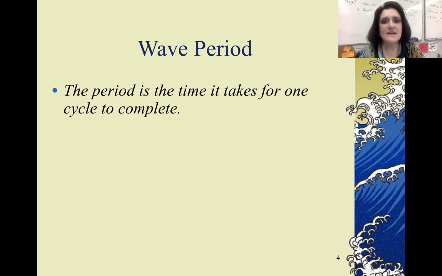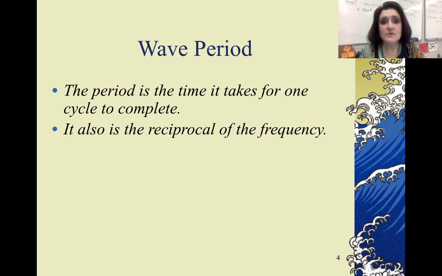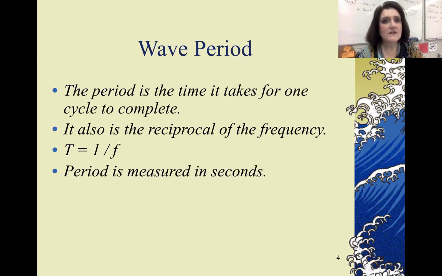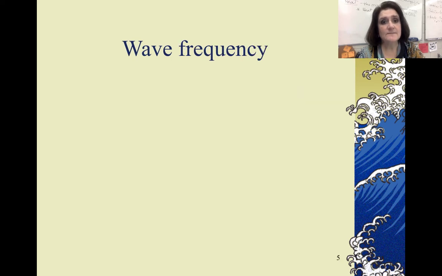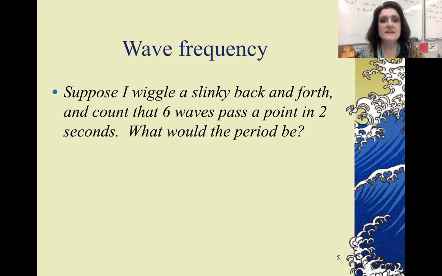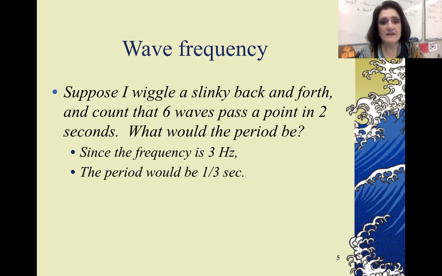The period is the time it takes for one cycle to complete. Remember that one cycle is one wavelength. The period is also the reciprocal of the frequency. So we're going to use the letter T to represent the period and F to represent frequency. And period is going to be measured in seconds. So suppose I wiggle a slinky back and forth and count 6 waves pass a point in 2 seconds. What would the period be? Well, since the frequency was 3 hertz, cycles per second, the period would be 1/3 of a second.